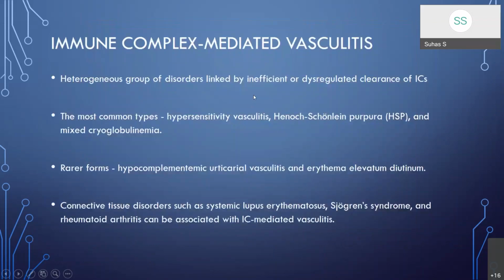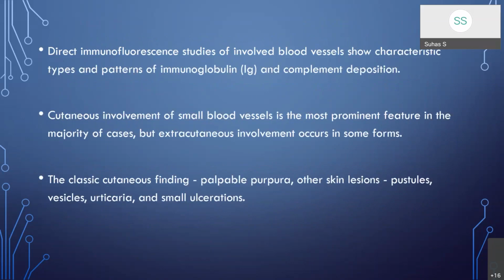So coming to immune complex mediated vasculitis, this is again a heterogeneous group of disorders. They are linked by inefficient or dysregulated clearance of immune complexes. So the most common types include hypersensitivity vasculitis, Henoch purpura, and mixed cryoglobulinemia. There are rarer forms of disease also. Connective tissue disorders like SLE, Sjogren's syndrome, or rheumatoid arthritis can also be associated with this form of vasculitis.